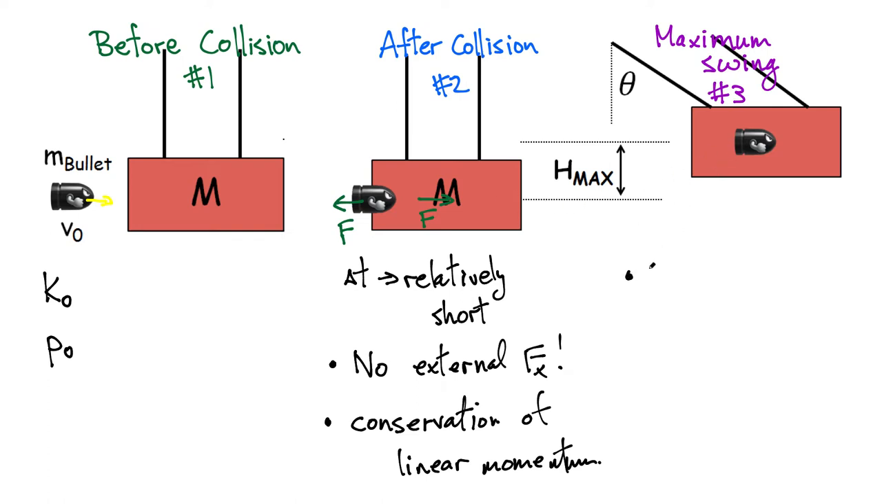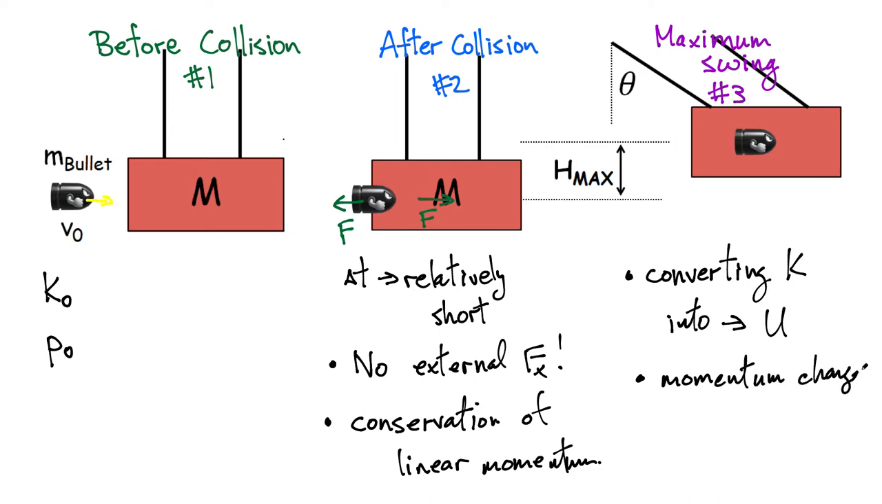So basically what we are doing is converting initial kinetic energy, which is the bullet and the block combined, converting K into gravitational potential energy, which we typically use the letter U for. Okay. In this last section, we don't have conservation of linear momentum. Okay. Momentum changes.